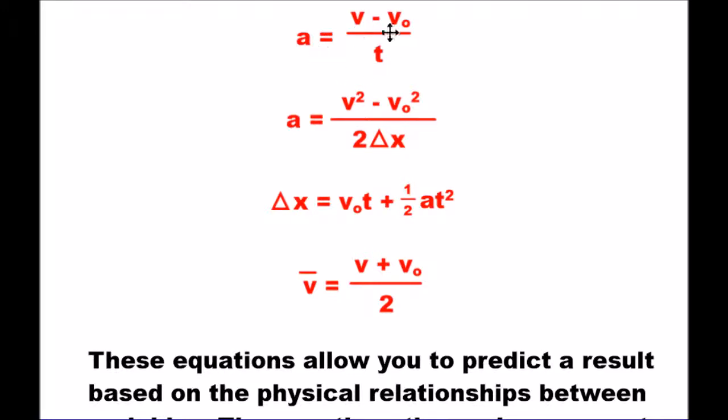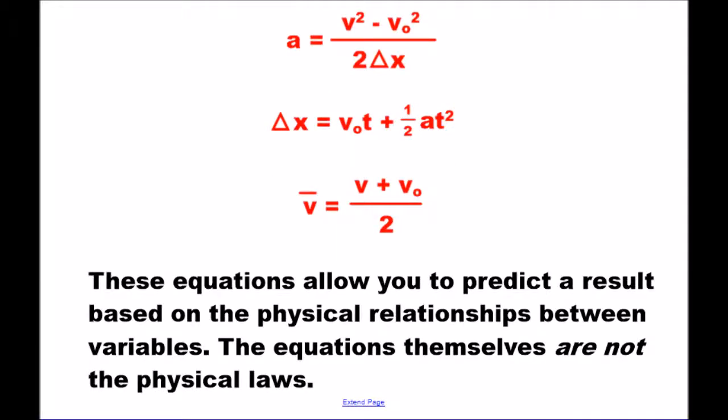This equation is the one that relates acceleration, initial velocity, final velocity, and time. This is the equation that relates acceleration, initial velocity, final velocity, and position, or displacement. This one relates displacement, initial velocity, time, and acceleration. This one is just a simple way of calculating average speed. One thing that's really important with this 4th equation is that it works if things are undergoing uniform acceleration, constant acceleration.